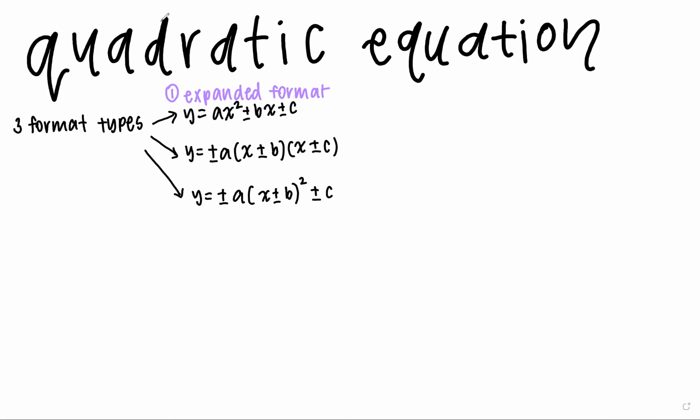Okay. So right now, the first one is expanded form. All right, so there's a disclaimer. I put plus minus, trying to tell you that the coefficient can be plus or minus. Now, the second one, does anybody remember how to get this format?